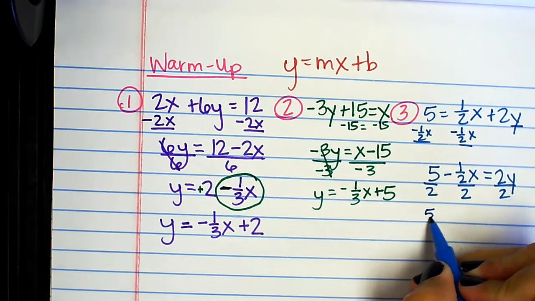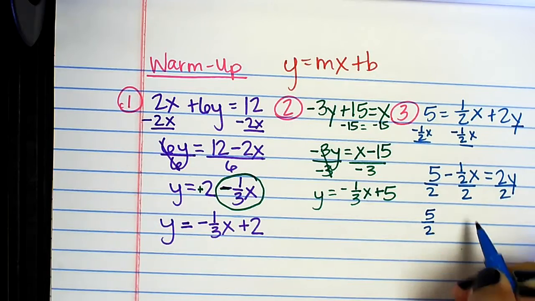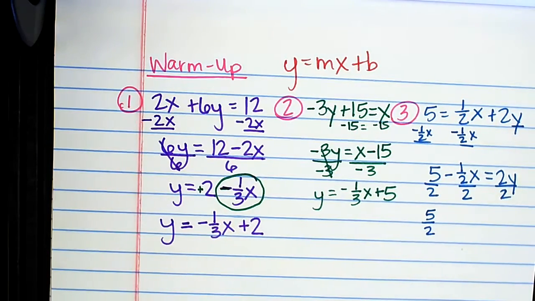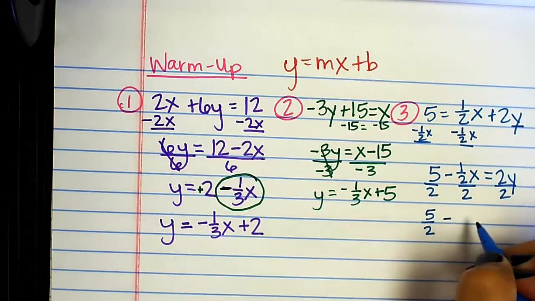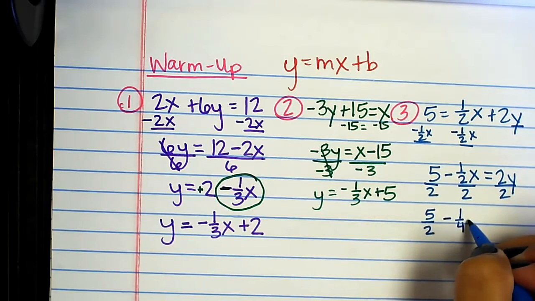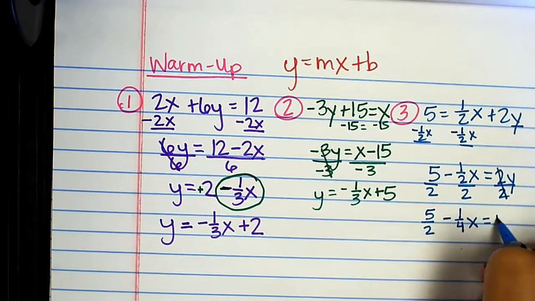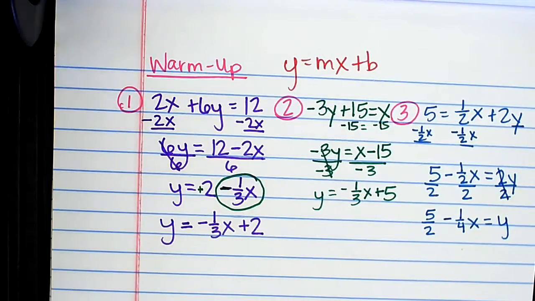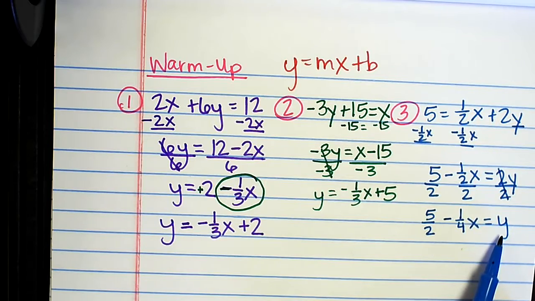Ooh, this one's not pretty. I'm going to have 5/2 x. We never want to leave a fraction in a fraction, so we're actually going to divide that out. So if I have negative 1/2 divided by 2, that's going to give me negative 1/4. And these two cancel. Now, if I want to make it look pretty, I'm done. I've simplified it all. I have y isolated, so I got to my goal.